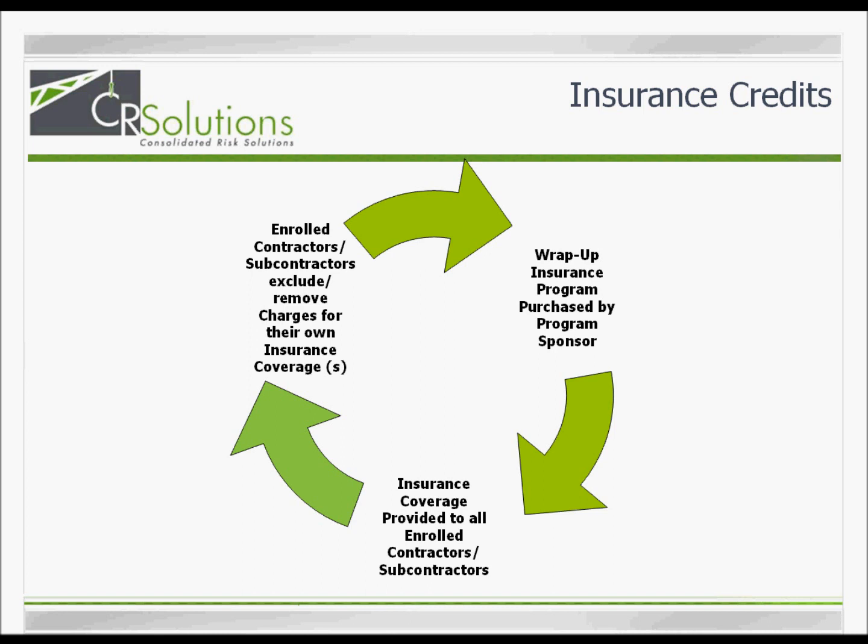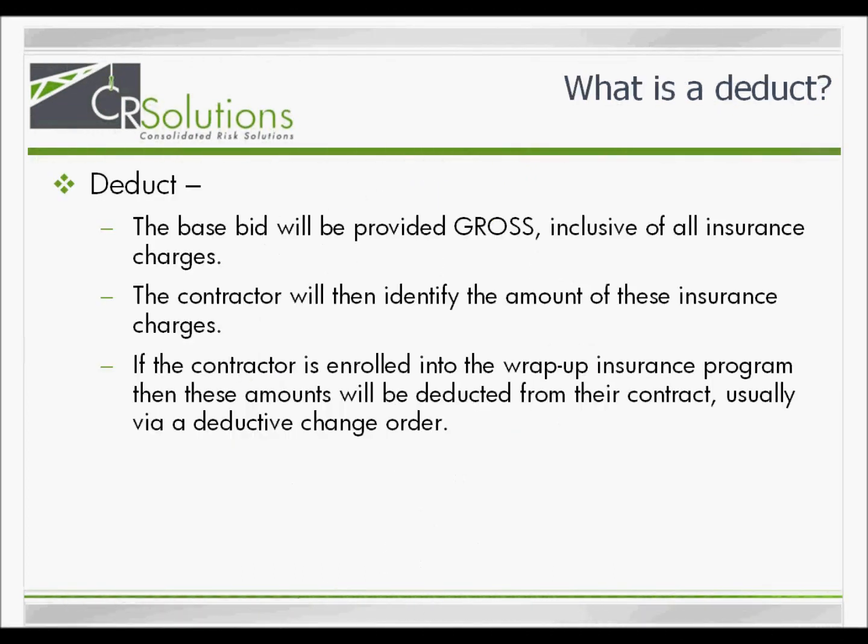There are two methods to remove the insurance cost from the bid or the contract, a deduct or an alternate add. Let's begin by reviewing the definition of each method. When a deduct is being used, all bid estimates and contract awards will be provided gross or inclusive of insurance cost. Each contractor will identify the charges included in the bid or contract for insurance. If the contractor is enrolled in the program, then these insurance charges will be removed or deducted from the contract, usually via a deductive change order.